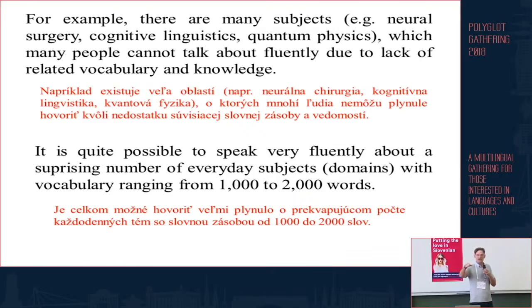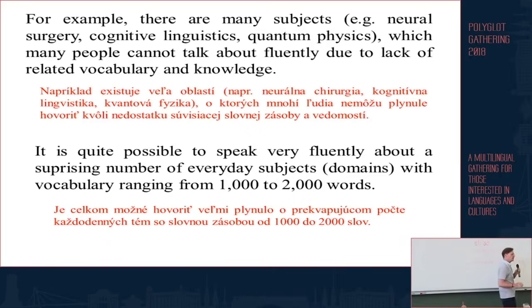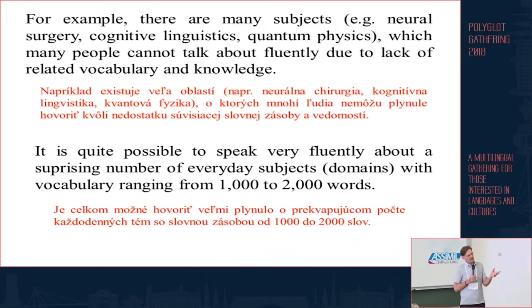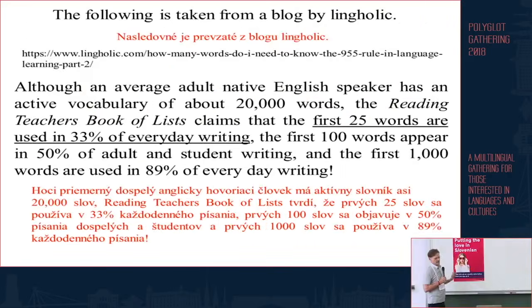If you run into somebody who has very good pronunciation, very good prosody, to such an extent that you don't know they're not a native speaker when they first start talking to you, they can talk about many things with a vocabulary of 2,000 words. This is what I found.